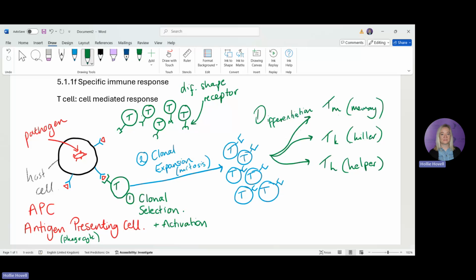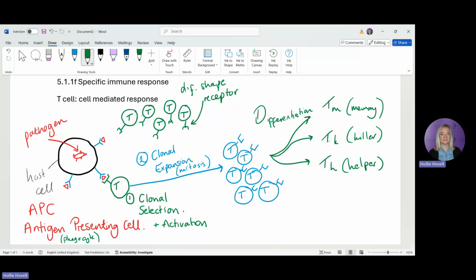Okay. So for the T memory cells, we'll cover that in primary and secondary immunity. And basically, these ones just stay in the blood for a long time, for years, circulating in the blood, in case you're infected with the same pathogen again, so that you can kill the pathogen faster.